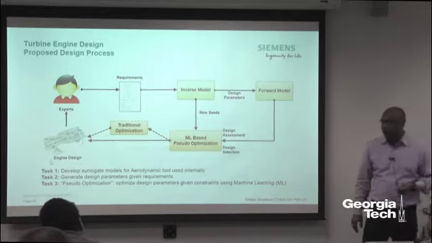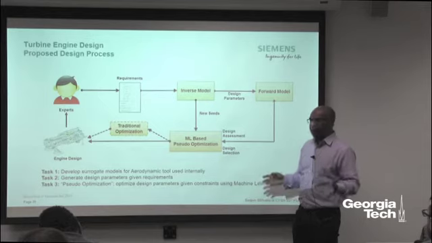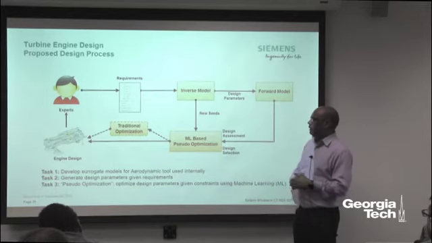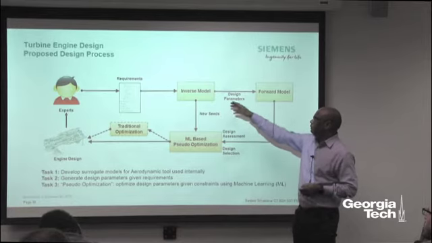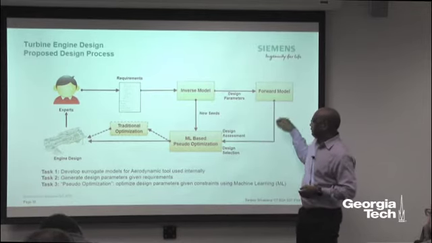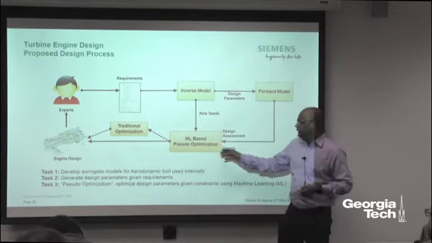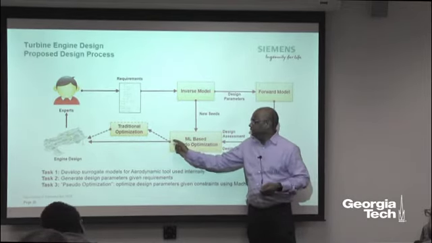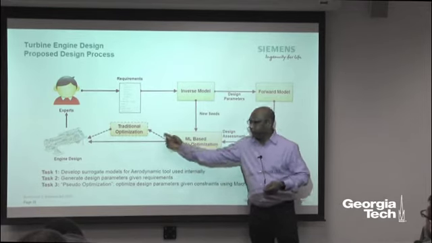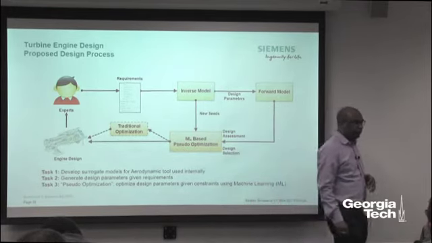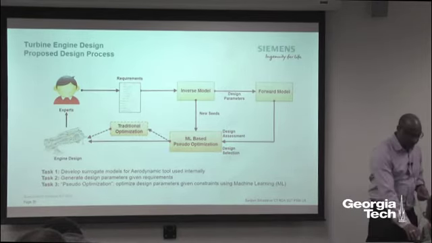So what we did was, instead of that design process, we applied the machine learning based optimization approach which I showed you earlier. We went from requirements to the design parameters, and we used this forward model and the inverse model in the loop to come up with a new design. That design can be suggested as is, but it can also be fed into a traditional optimization approach to find a more optimal design.